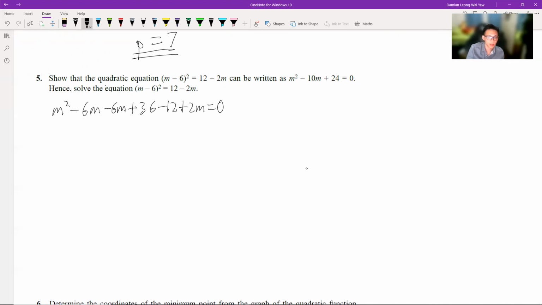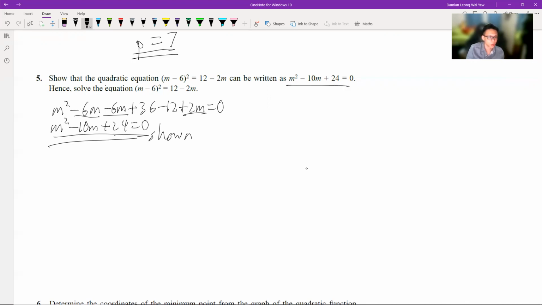Simplify: m squared, minus 6 minus 6 plus 2, so minus 10m, plus 36 minus 12 is plus 24, then equals 0. Okay, it's in this form.